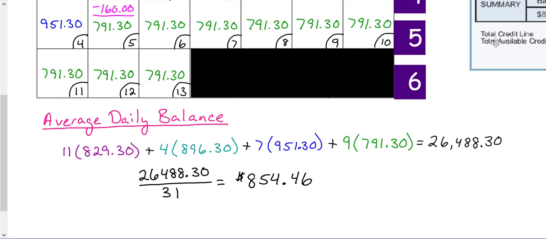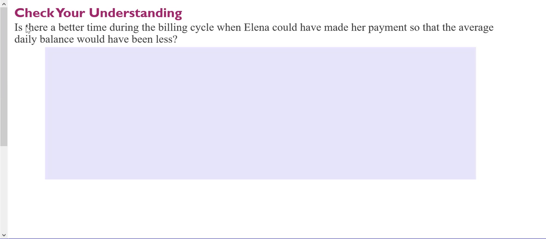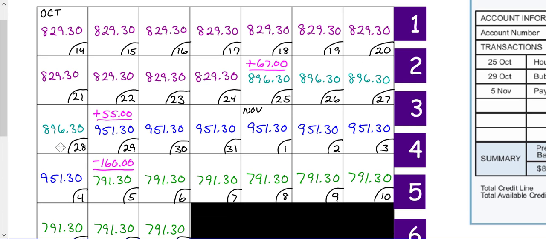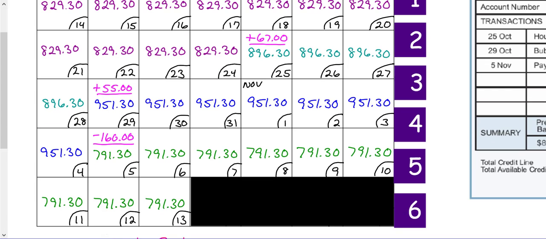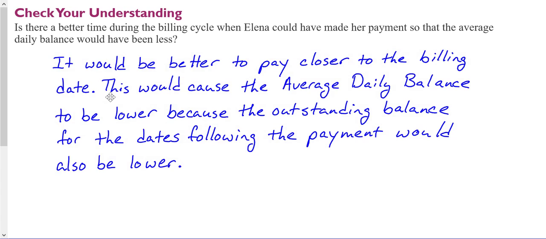So the average daily balance is $854.46. Is there a better time during the billing cycle when Elena could have made her payment so that the average daily balance would have been less? She made her payment towards the end. So that means her balance wasn't low until the end. If she had paid closer to the billing date, that would have caused the average daily balance to be lower because the outstanding balance for the dates following the payment would also be lower.